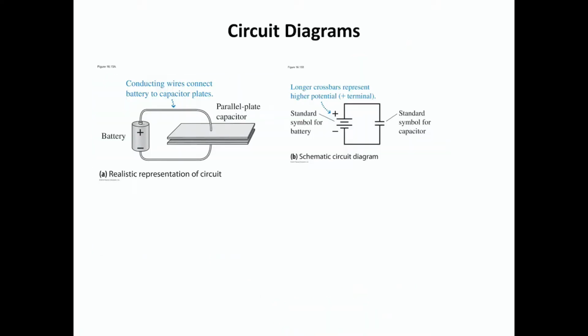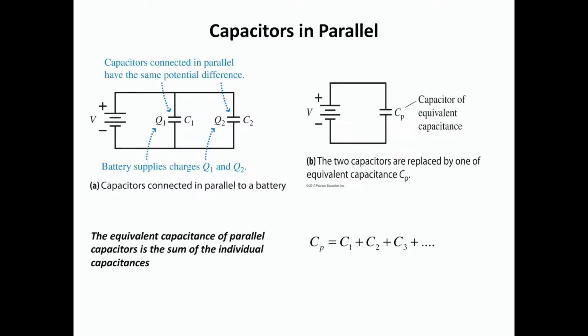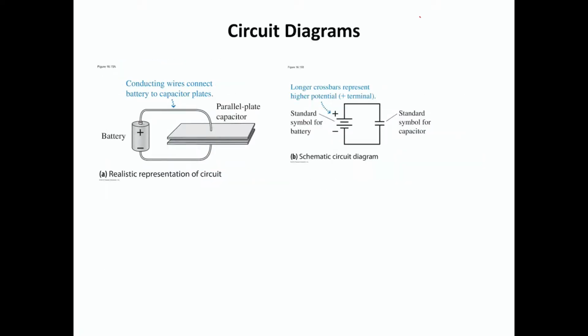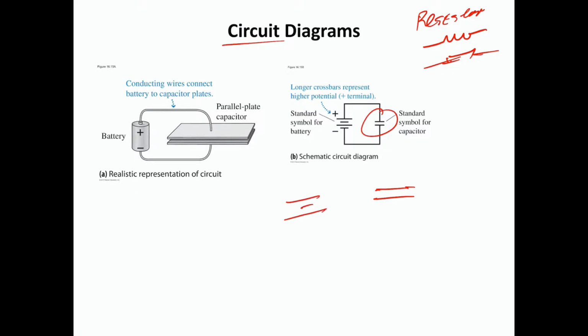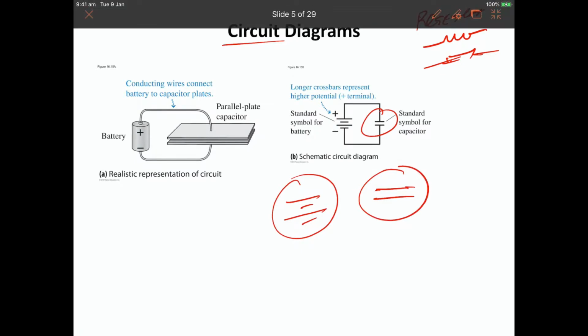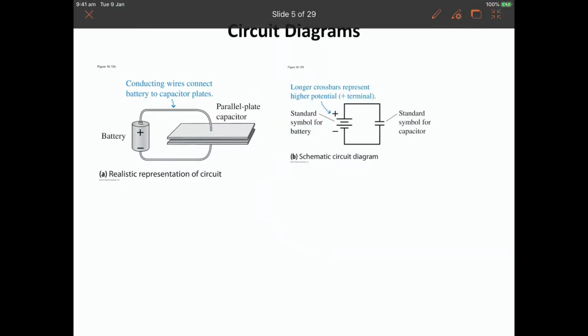Okay, circuit diagram. How do we know? Resistors are represented by this or this. A capacitor is represented by just two lines of equal length, so don't confuse these two. This is the battery. This is the capacitor.